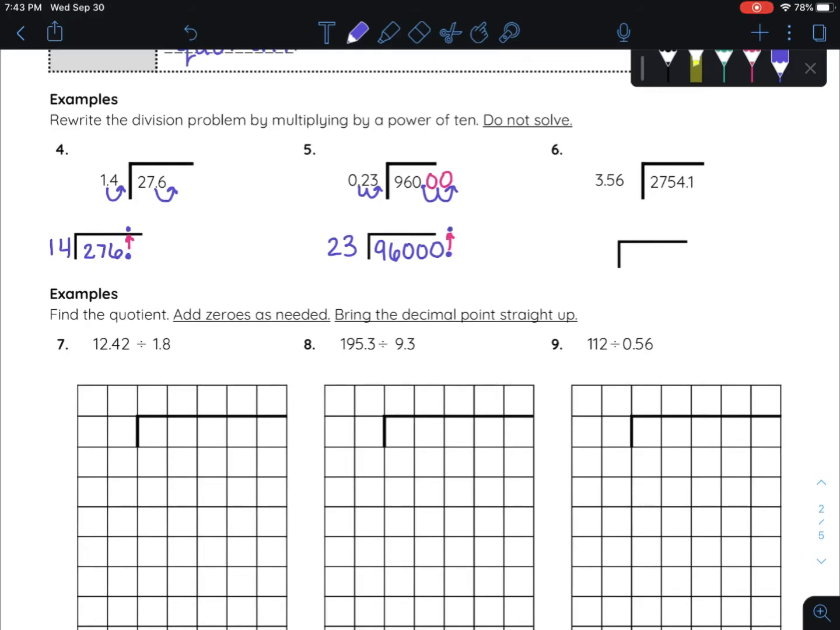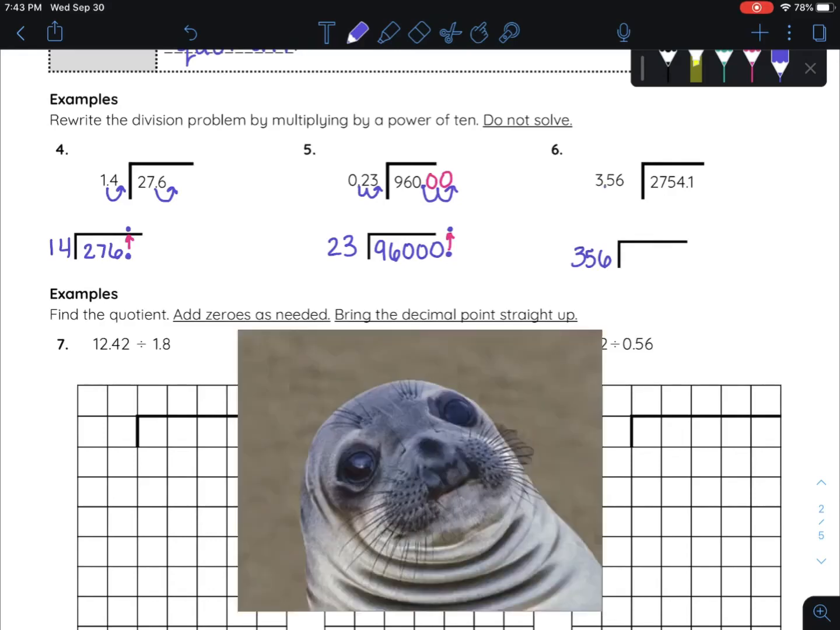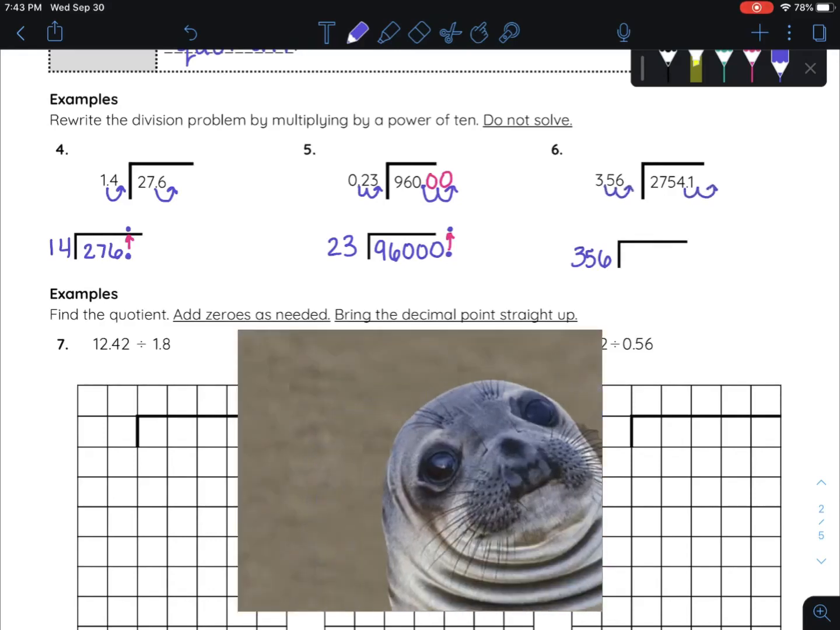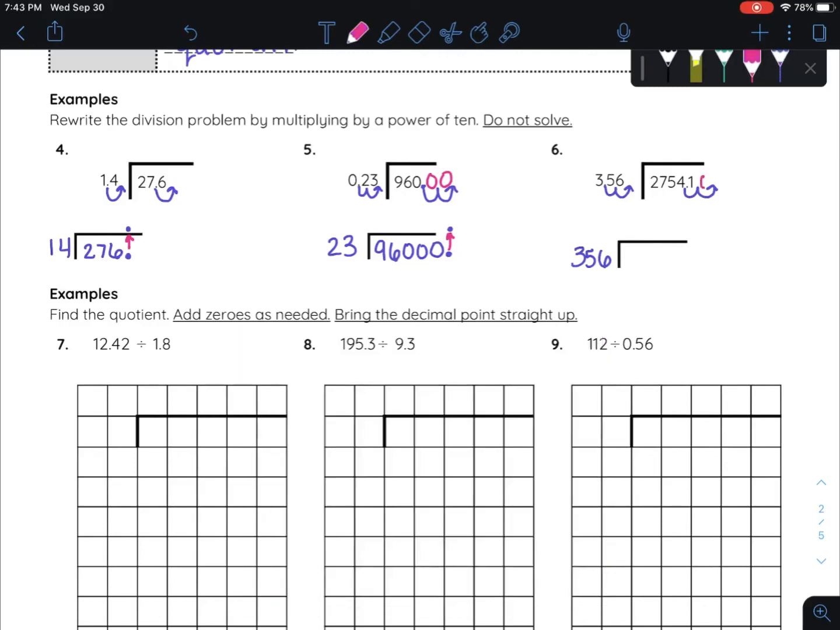Okay, now 3.56 is going to be 356 if we get rid of the decimal. So 1, 2. Same thing here, 1, 2. Can't have weird gaps, so fill that one extra spot in with a 0. Okay, so now 275,410. So 275,410 is what that actually becomes. Bring up the decimal point into the answer. All right, so turn the divisor into a whole number.